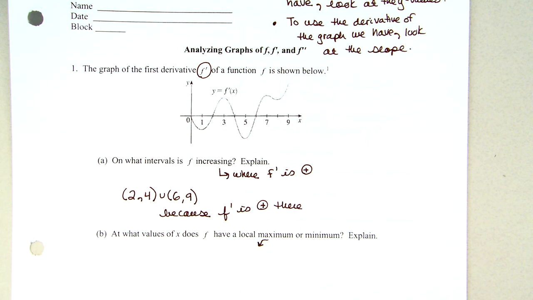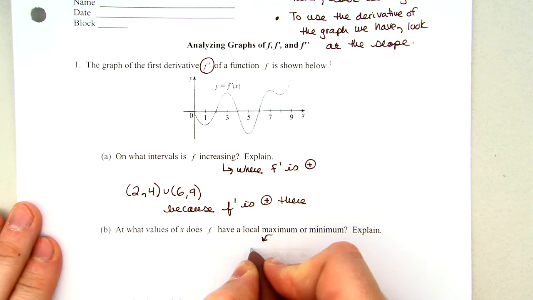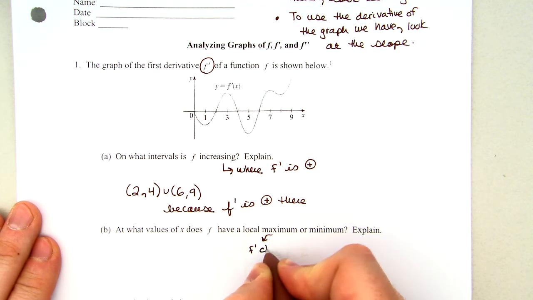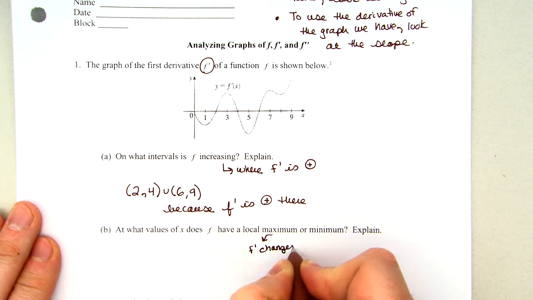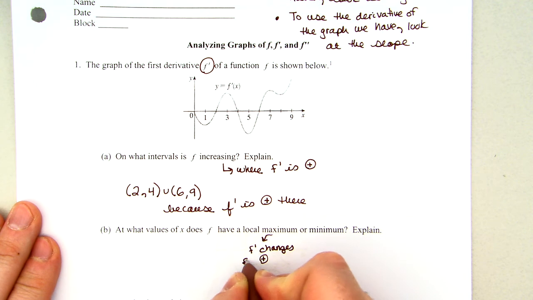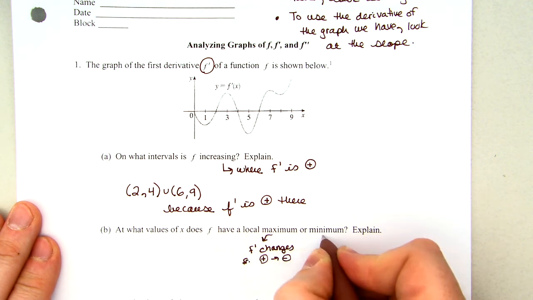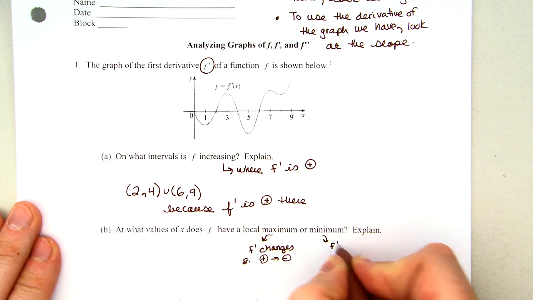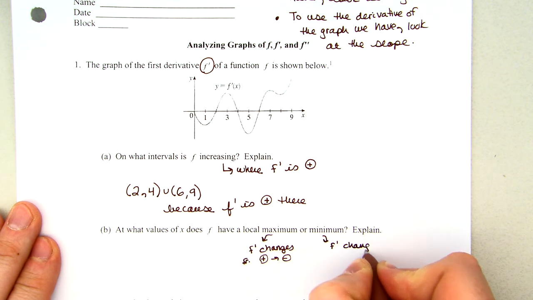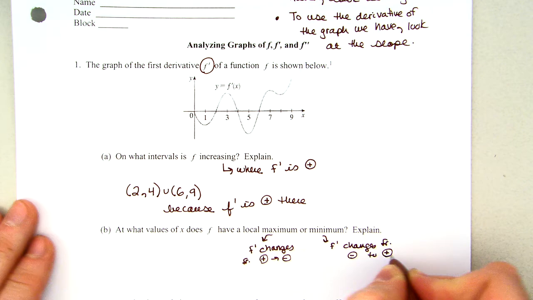Andrew. It changes from positive to negative. Ooh, don't say it. f prime. Thank you. And this is actually exactly why I don't want you ever saying it in an explanation. What? f. f prime. Something else. So in here, we want to know where f prime changes from positive to negative. And for a minimum, where f prime changes from negative to positive.